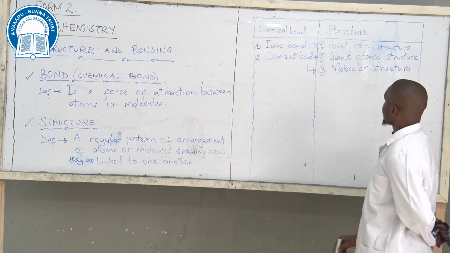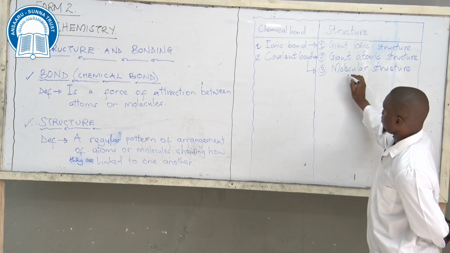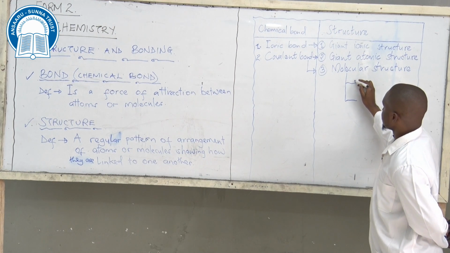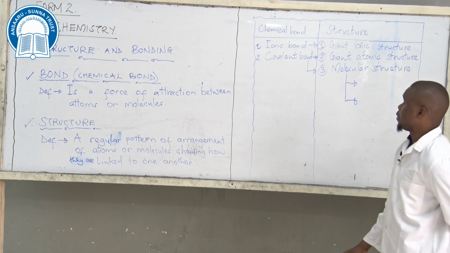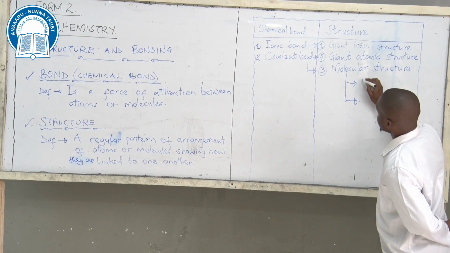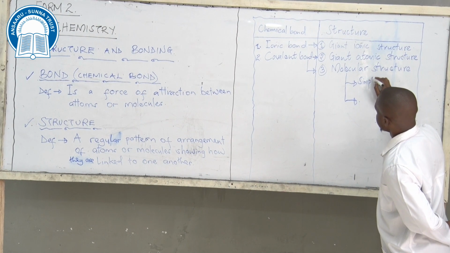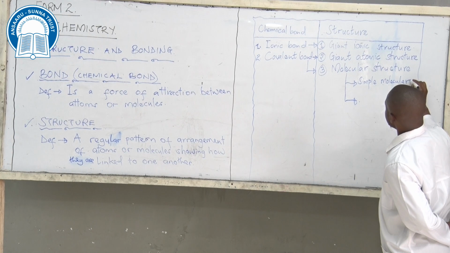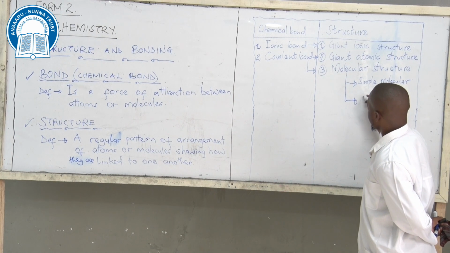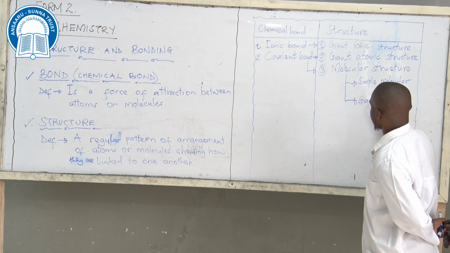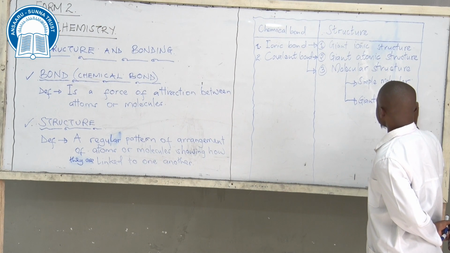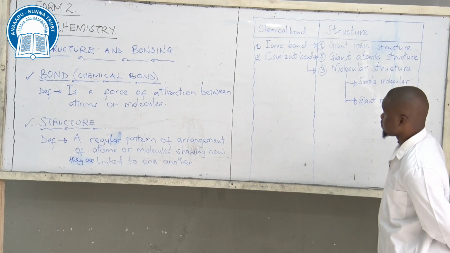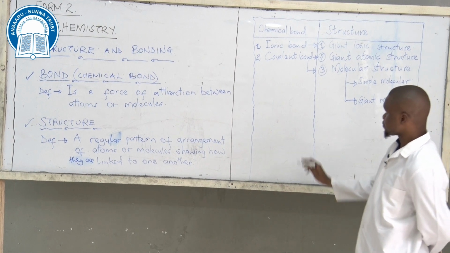Now, the molecular structure, we will discover is subdivided into two. In the molecular structure, we will find a structure known as simple molecular, and we also have what we call giant molecular. We will get to understand this as we continue. So far, there are two bonds, but the structures I've given are actually three.